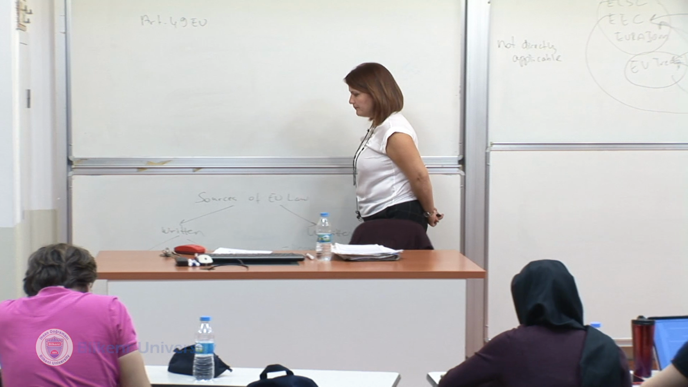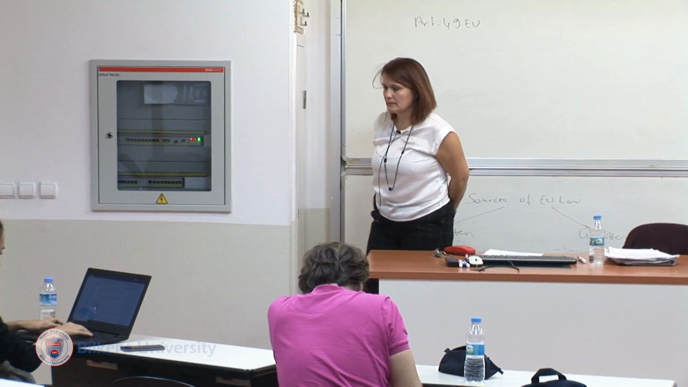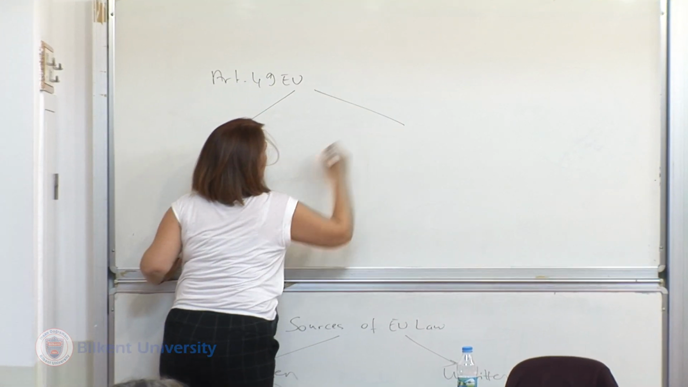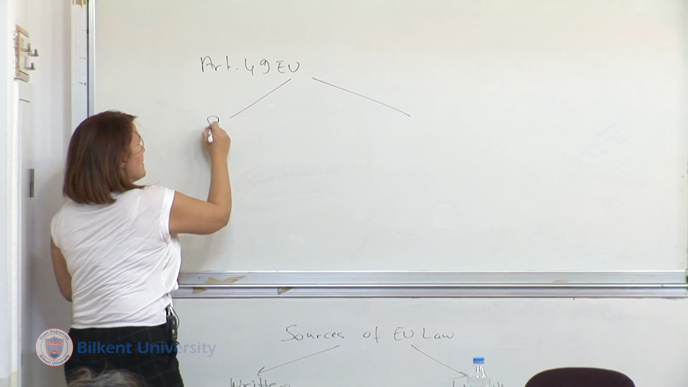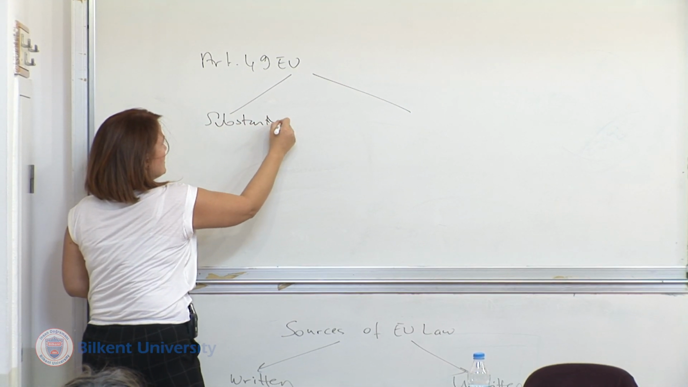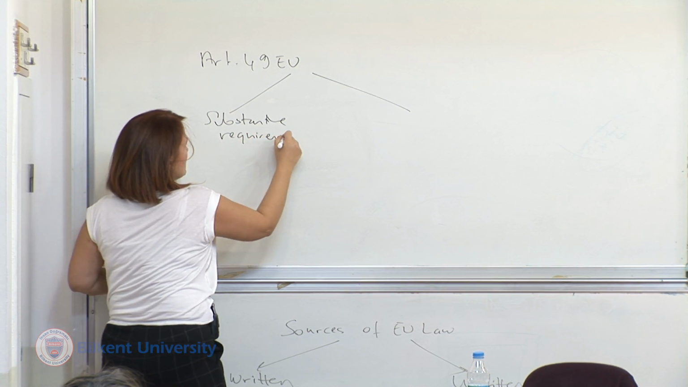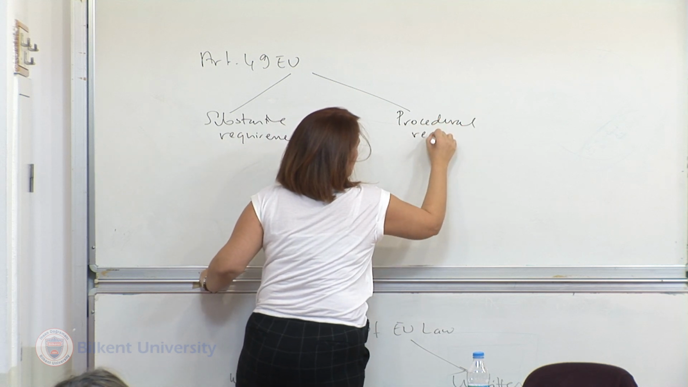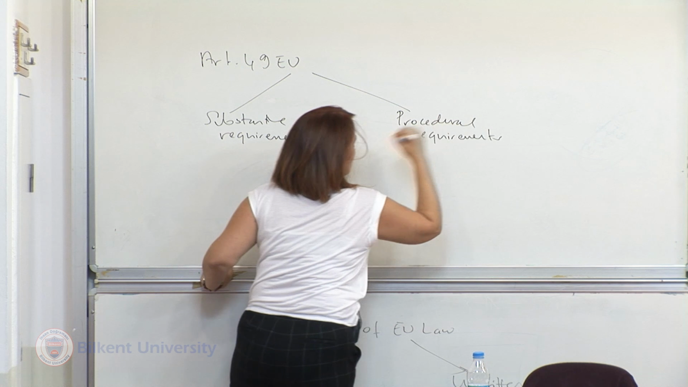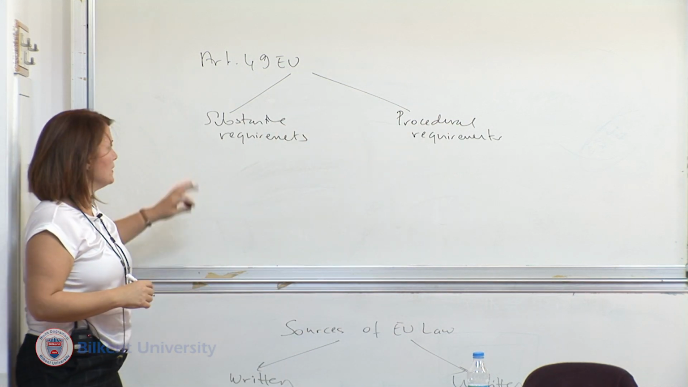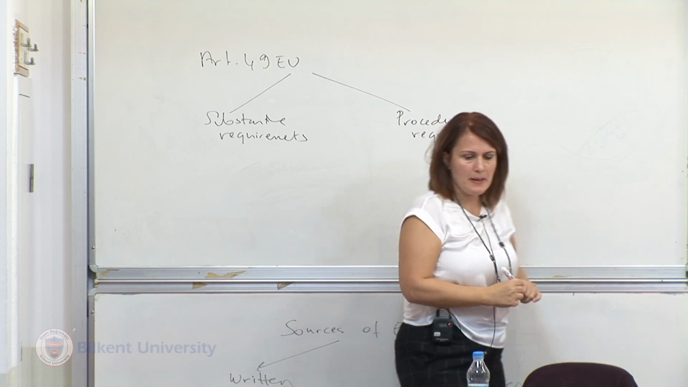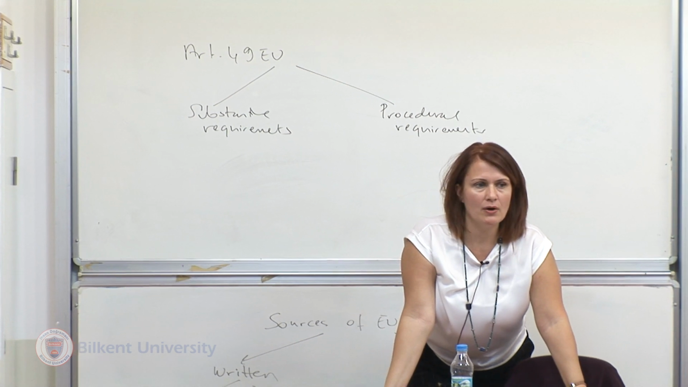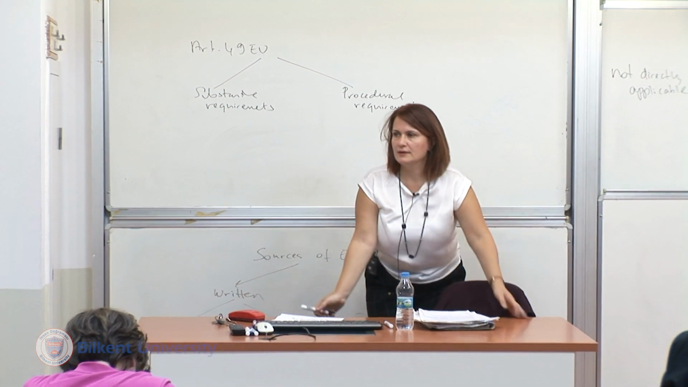Today, we deal with this provision by dividing it into two: substantive requirements for membership and procedural requirements for membership. Substantive requirements in Turkish, maddi gereklilikler. Procedural requirements, usuli gereklilikler.